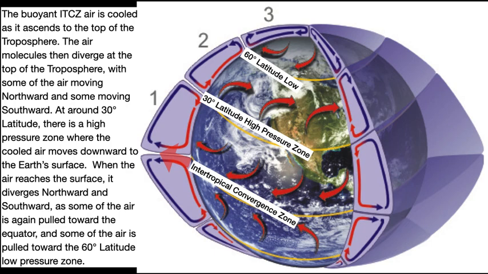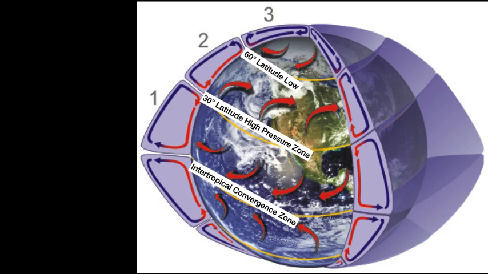The buoyant intertropical convergence zone air is cooled as it ascends to the top of the troposphere. The air molecules then diverge at the top of the troposphere at the tropopause, with some of the air moving northward and some moving southward. At around 30 degrees latitude, there's a high pressure zone where the cooled air moves downward to the Earth's surface. When the air reaches the surface, it diverges northward and southward, as some of the air is again pulled toward the equator and some of the air is pulled toward the 60-degree latitude low pressure zone.